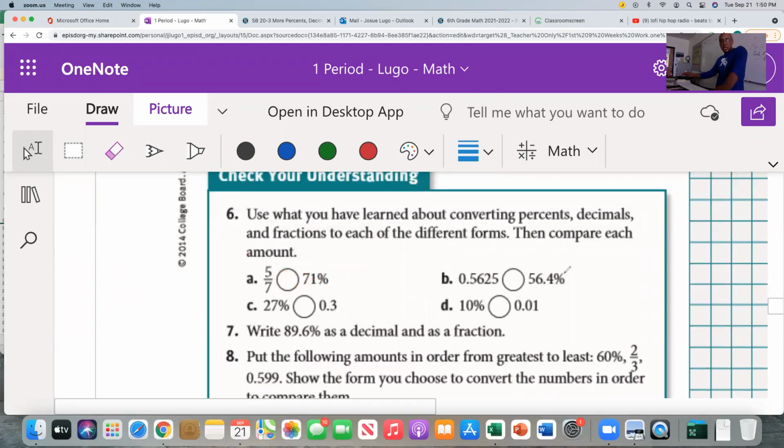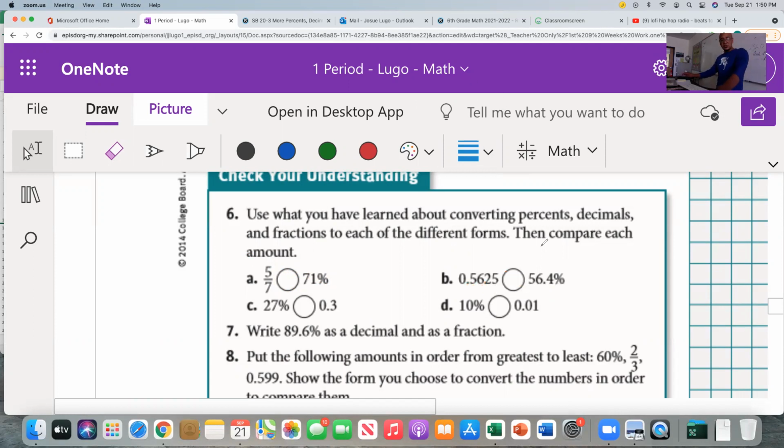Here's another one. I have a decimal and a percent. If I use Dr. Pepper on the decimal to percent, we go to the right 2 times, always 2 times. That's 56.25%. So what's more, 56.25 or 56.4? This has a greater tenths value, so 56.4 is greater.